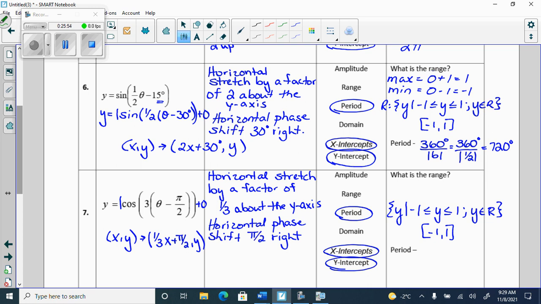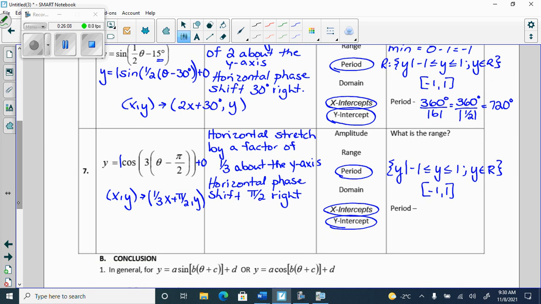Is this period shrinking or widening? Why? Because it's a horizontal stretch of 1/3. Yeah, you see? So, we can go 2 pi divided by the absolute value of 1/3, which is actually, try again, absolute value 3, which is just 2 pi over 3. Or I can use 2 pi and multiply it by the horizontal stretch, which is 1/3, and I'll still get 2 pi over 3. Same answer, right?